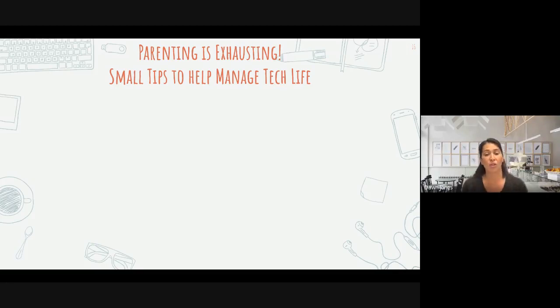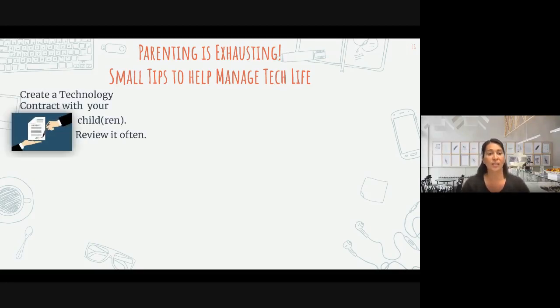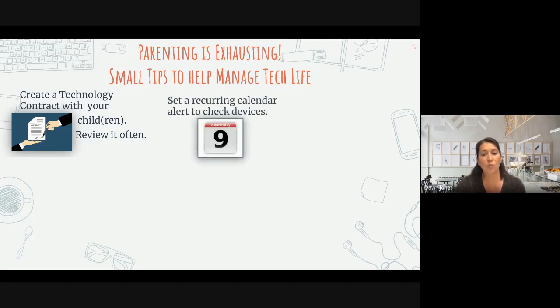So here we go. The first one is create a technology contract with your child or children and review it often. Bring it back. What's age appropriate now for my 5 and 6-year-old may expire by the time they're in 2nd grade. How does that change? Talk to them about it. These are their expectations. You don't even have to say their rules, their expectations. Come up with the list with them. That's how we do school rules in class. They come up with what their guiding device usage might be, what time limits they think are appropriate, and have them buy in. The next one would be set a regular calendar alert to check devices.